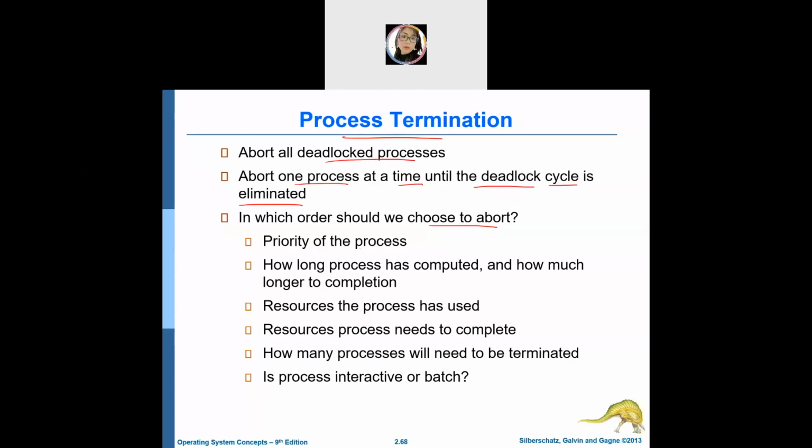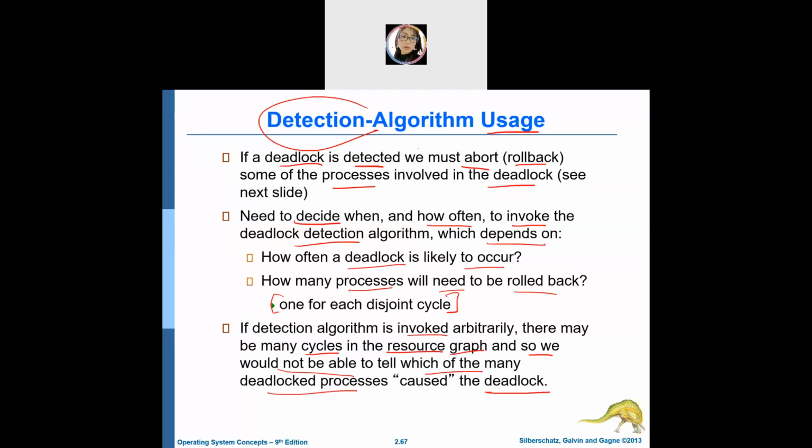Priority of the process, how long the process has computed and how much longer to completion, resources the process has used, resources the process needs to complete, how many processes, and whether the process is interactive or batch. So these are all the things you need to consider when you detect a deadlock.